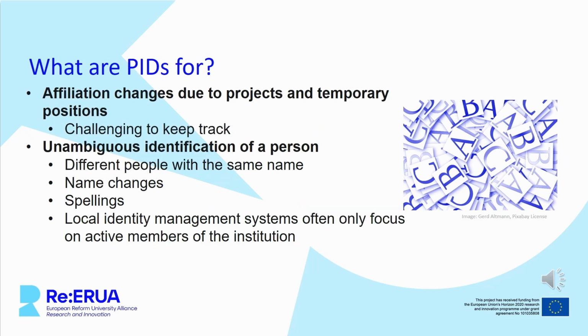PIDs for people aim to solve different problems. Due to third-party funded projects or other temporary positions, academic staff tends to change jobs, and it can be challenging to keep track of which positions people work in throughout their career. Other challenges arise when you search for a person, but find multiple ones with the same name. Who is the one I'm looking for? Further challenges are name changes, such as when people marry, or the spelling of names, especially when someone has a middle name or a toponymic name. All of those challenges can be met when a person has a permanent and unique identifier. Local identity management systems of institutions often only focus on active members of the institution. A PID is aimed at long-term functionality.